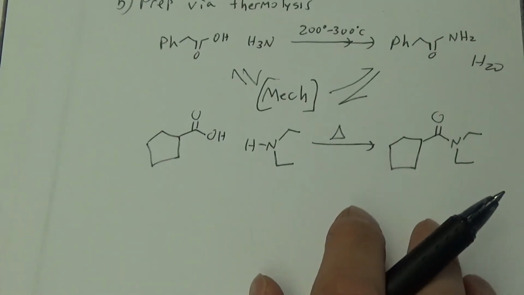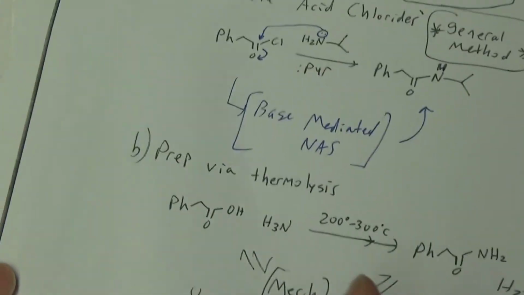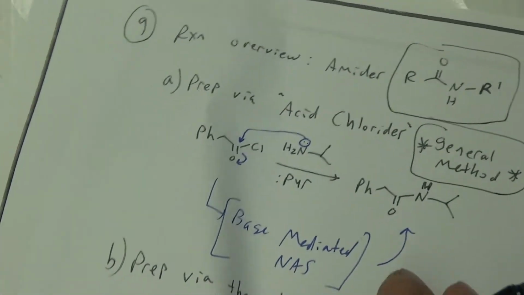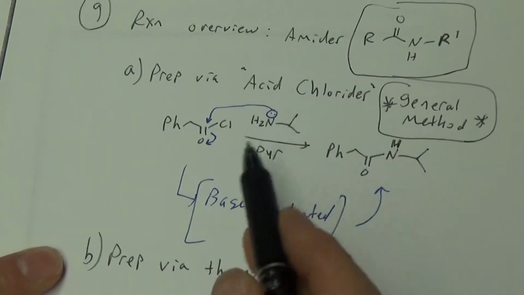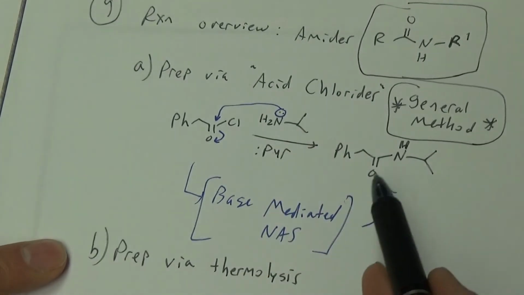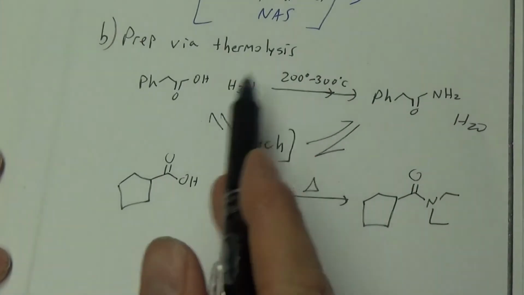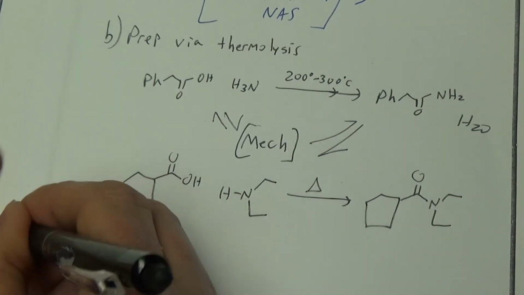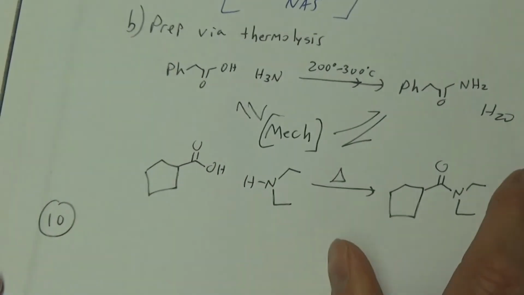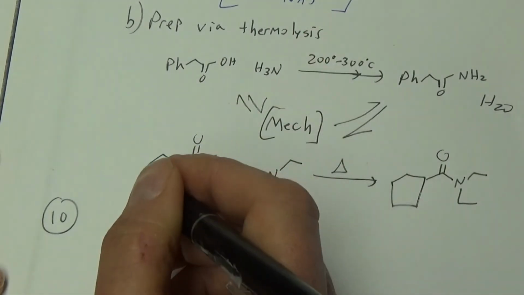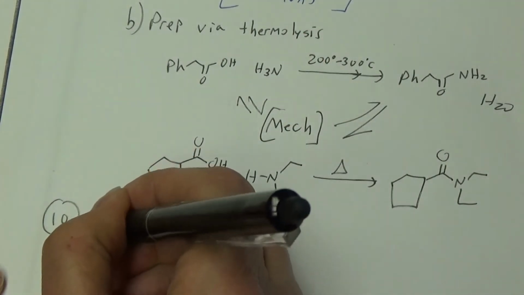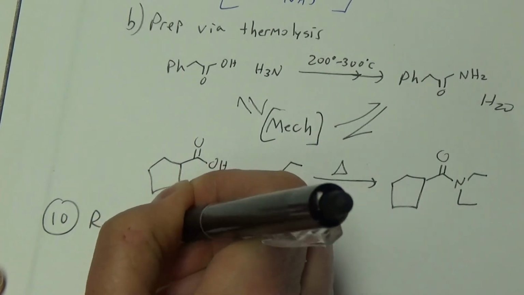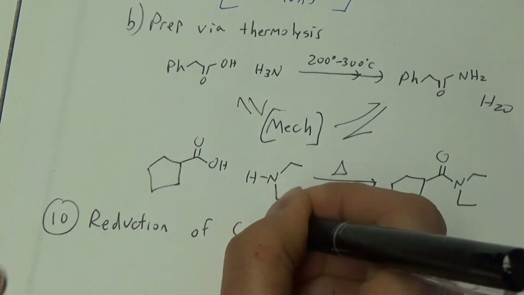Moving on. That was nine, right? Mostly we're emphasizing the acid chloride method to make amides, and there are thermolytic methods. Let's go to number 10. One of the things we need to talk about this chapter is reduction of carboxylic acids.